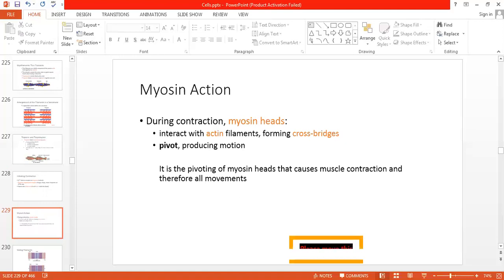Myosin action. During contraction, myosin heads interact with the actin filament, forming a cross bridge, and pivot, producing motion. It is the pivoting of the myosin head that causes muscle contraction and therefore all movement.